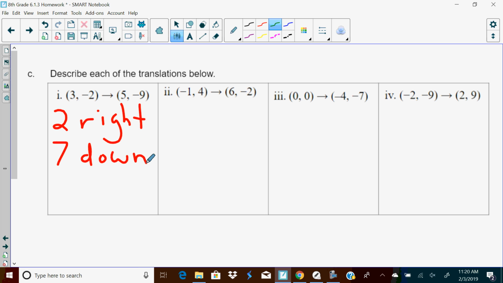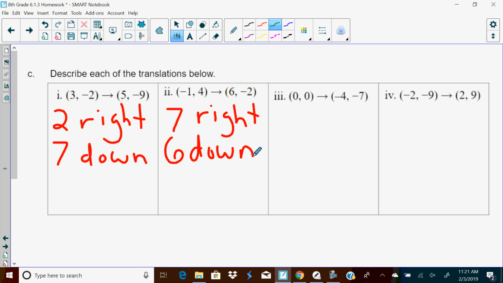For the second one, 6 minus -1 is 7. So we actually went 7 to the right. It went from negative to positive. And we moved 6 down because we went from 4 to -2. -2 minus 4 is -6. So we went 6 down.